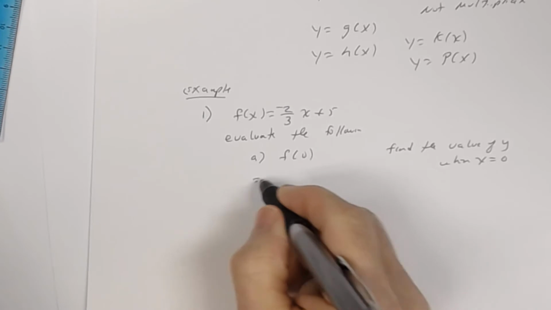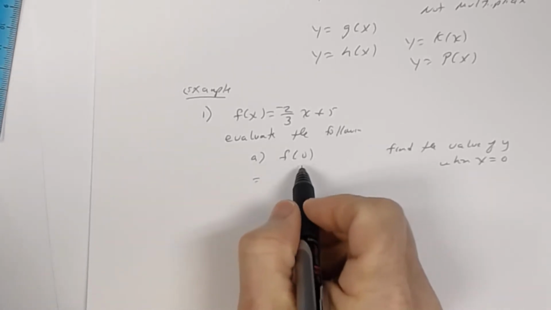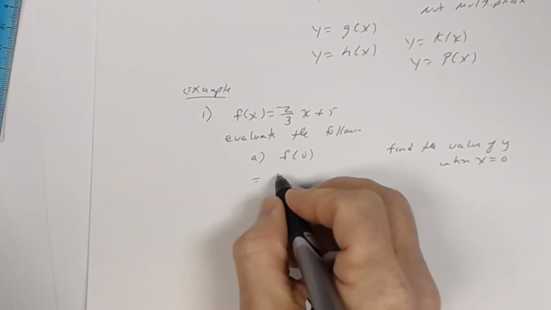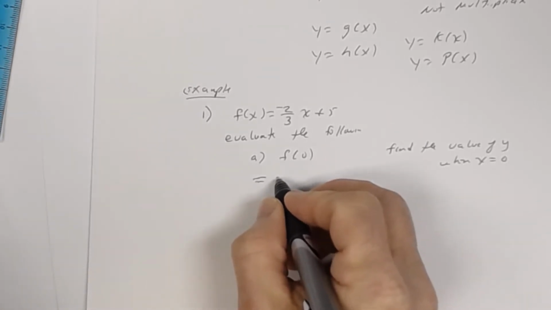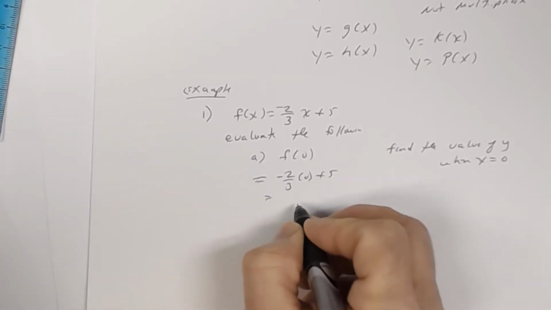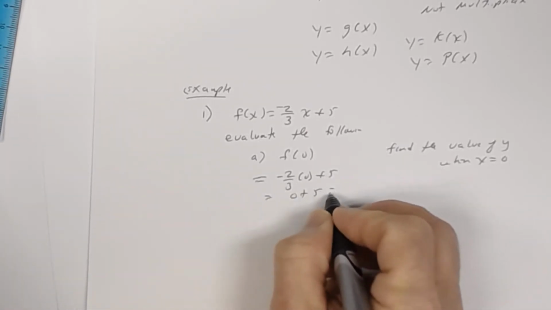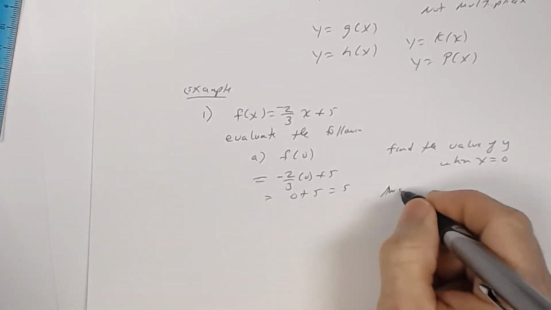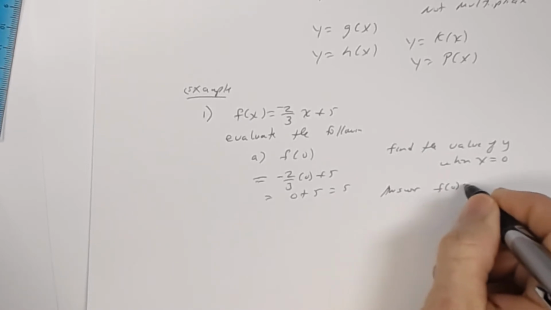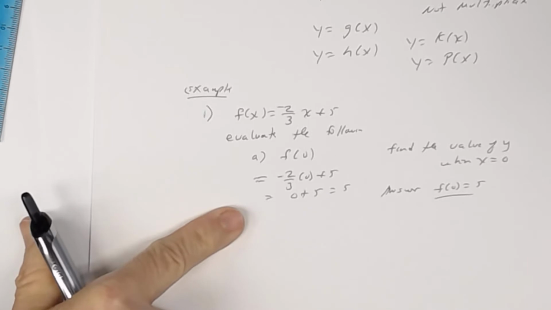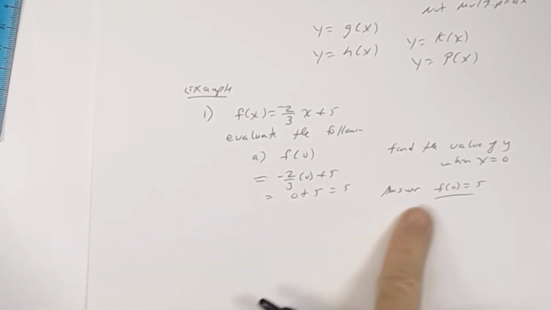So basically what you're going to do is in place of x, you're going to substitute what you see here, 0. So f of 0 becomes negative 2/3 times 0 plus 5. Negative 2/3 times 0 is 0. 0 plus 5 is 5. And so your answer, you're going to say f of 0 is 5. That's all you say. Now there's your work. If you're asked to do the work, this is what you do, but that's your answer. f of 0 equals 5.